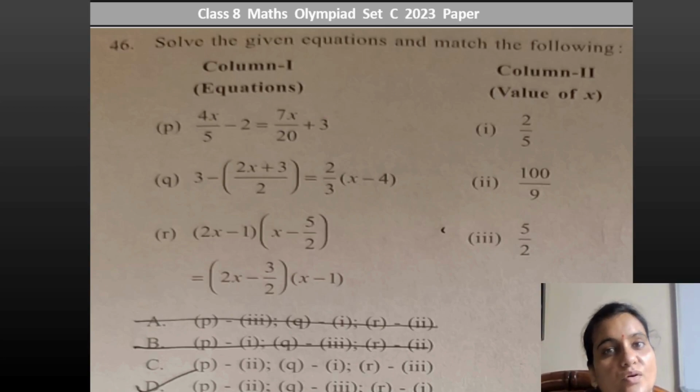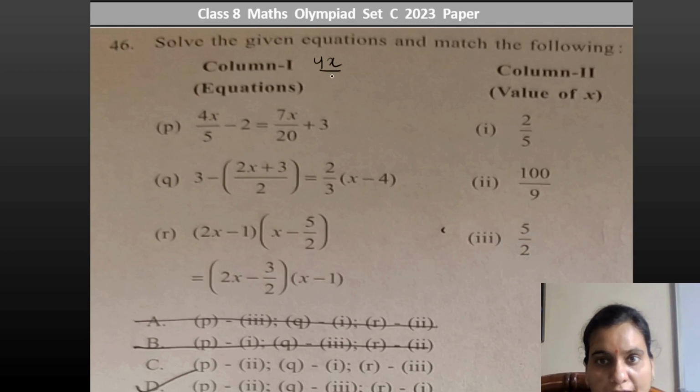Let's do question number 46. Solve the given equations and match the following. So these are simple linear equations. We just need to solve and see the correct option. So let's do P first. P says 4x by 5 minus 2 is equal to 7x by 20. So let's bring the x terms to one side. I'll do it here itself.